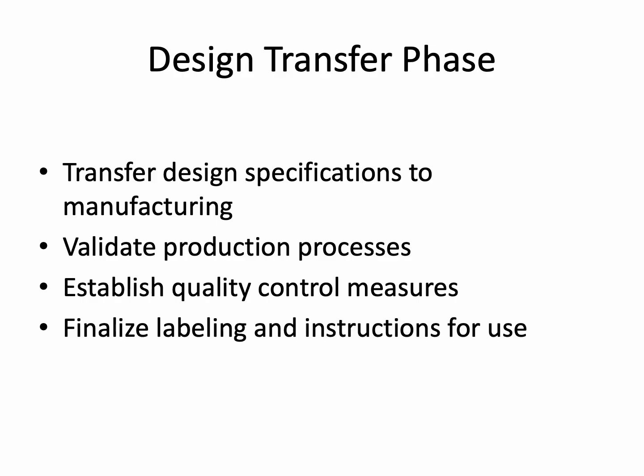Teams must ensure that all design specifications, drawings, and control documentation are accurately communicated to manufacturing and quality teams. Process validation is essential to confirm that production methods consistently produce devices meeting specifications. Quality control measures must be established, including inspection, testing, and process monitoring. Labeling and instructions for use must be finalized in accordance with regulatory requirements for each market, including bilingual labeling for Canada and CE marking considerations for Europe.